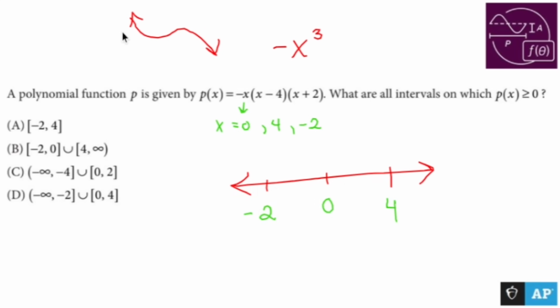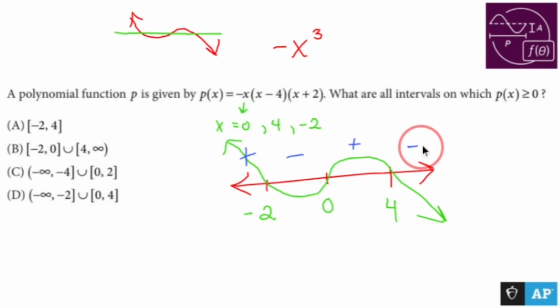Why is that important? Because this graph is going to cross the x-axis at 3 spaces: negative 2, 0, and 4. So when I graph this, it hits negative 2, comes back up, goes through 0, comes back down, goes through 4. So my graph for everything below negative 2 is positive. Between negative 2 and 0 it is below, so negative. Between 0 and 4 it is positive. And everything after 4 is negative.